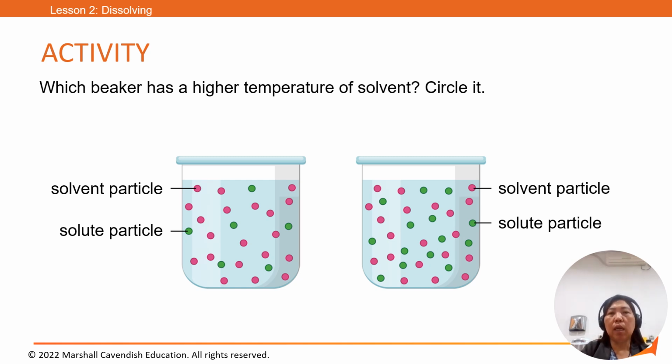So we have to know that there is an effect of temperature on solids dissolving in liquids, using the particle model. You can see from the number of solute particles which diagram has more solute. If we see from the picture, it should be the one on the right. So that means we can say that the beaker on the right has a higher temperature of solvent. So that's good, okay?